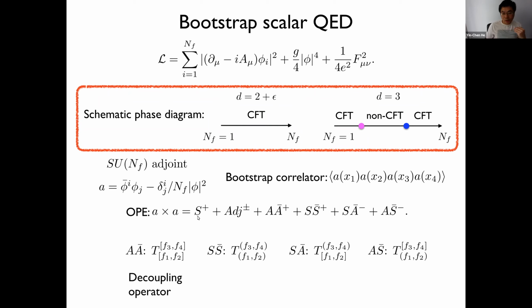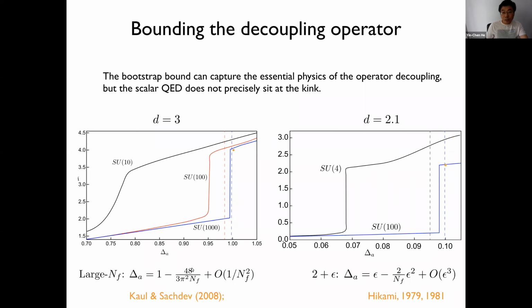So this S is just the singlet, and this adjoint is just the SU(N) adjoint. The last four representations are the rank-two tensors. Their naming convention is rather straightforward. For example, this AA-bar just means that both upper and lower indices are antisymmetric, and this SS-bar just means that both upper and lower indices are symmetric. You may remember that the decoupling operator I talked about is just the lowest-lying operator in this channel. So a natural question is, what if we just numerically bound this operator? What will happen? These are the numerical results.